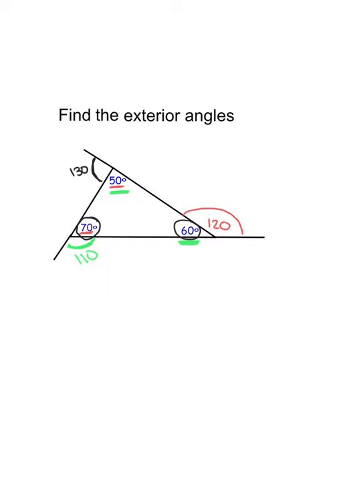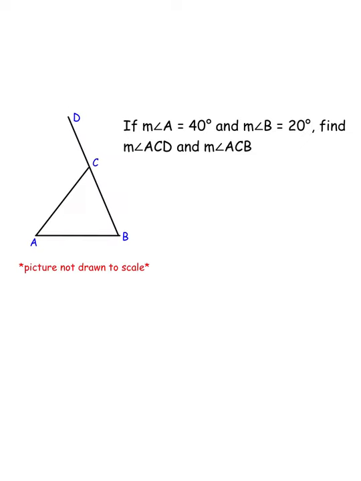Now, if you look at this picture, we can see that the exterior angles are also supplementary. These make a straight line. 50 plus 130 over here gives me 180. But again, we're going to focus on finding an outside angle.